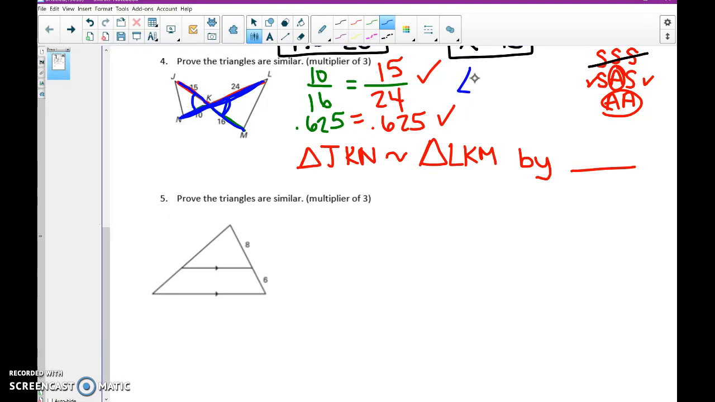So JKN is congruent. Notice I'm saying congruent this time because the angles are equal to each other. The sides are proportionate. The whole shape is similar. I know that's kind of crazy to deal with all the different terms and it gets a little confusing, but kind of look at the shape.